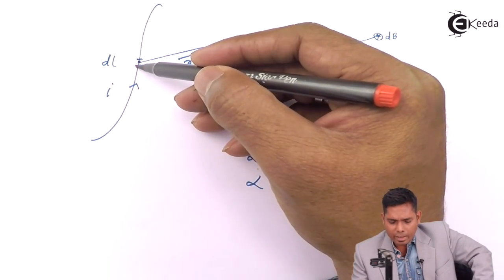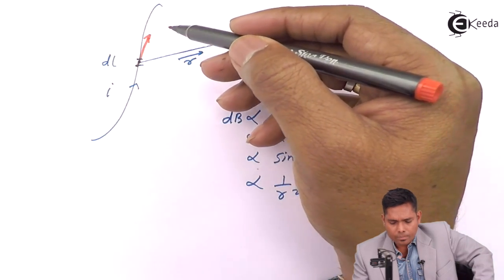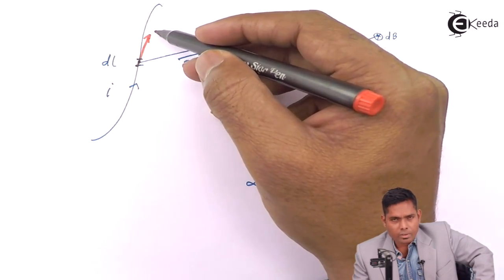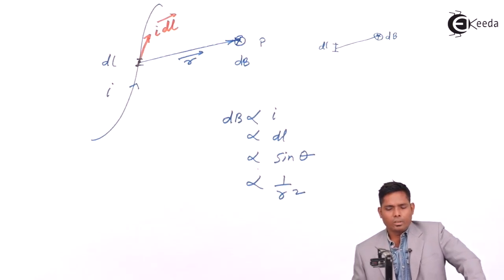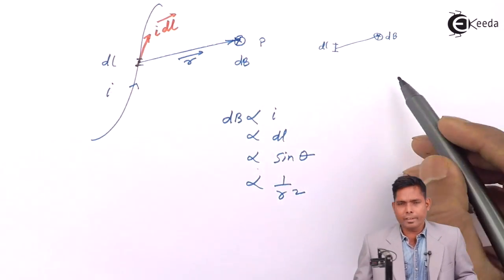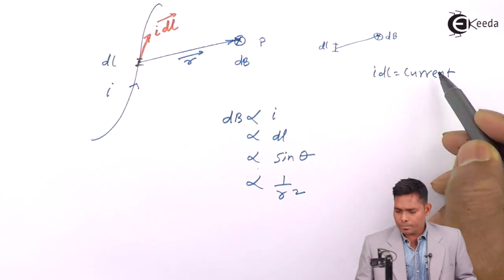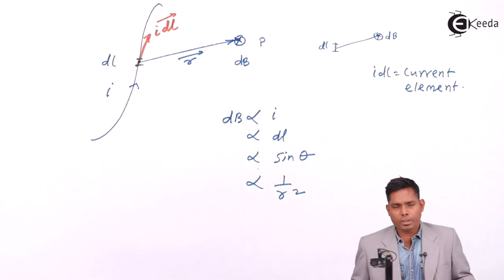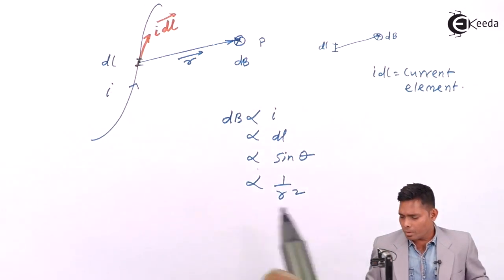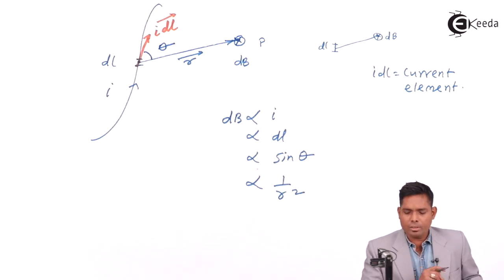So we just take a tangent to this. This is the direction of I dl. This is one vector. The I dl together is called the current element. We treat this as a vector. So this vector and this r vector make a certain angle. Suppose they make an angle theta.